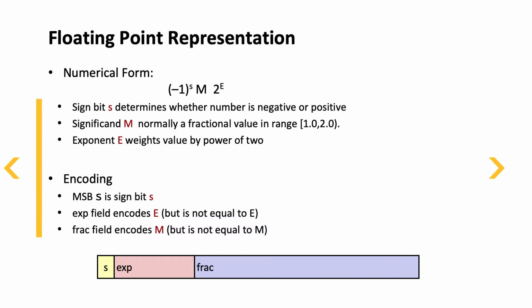Mathematically speaking, -1 to the s, being the value of the sign bit, times the significand, times 2 to the exponent e, is going to be the value of our floating point number. The fields, again: EXP encodes E, but isn't the same thing as E. The frac field encodes M, but it's not equal to M. So let's try to keep that in mind as we move forward, and we'll dive into why all those things are the case as we move through this video. Just put a pin in those for the moment, keep it in mind, and we'll get into why all of these things are true.